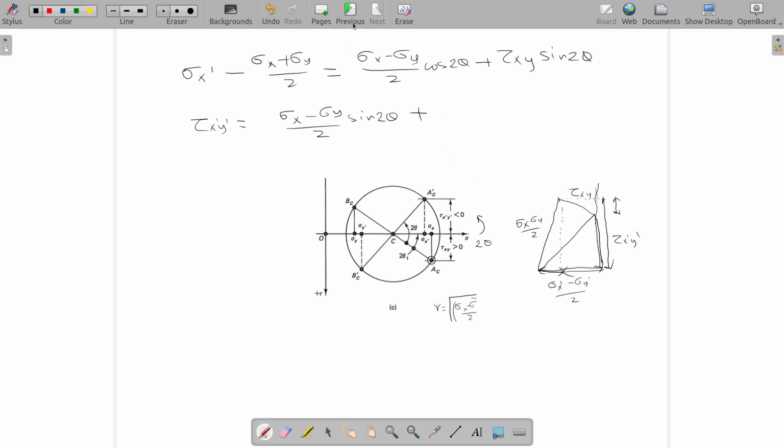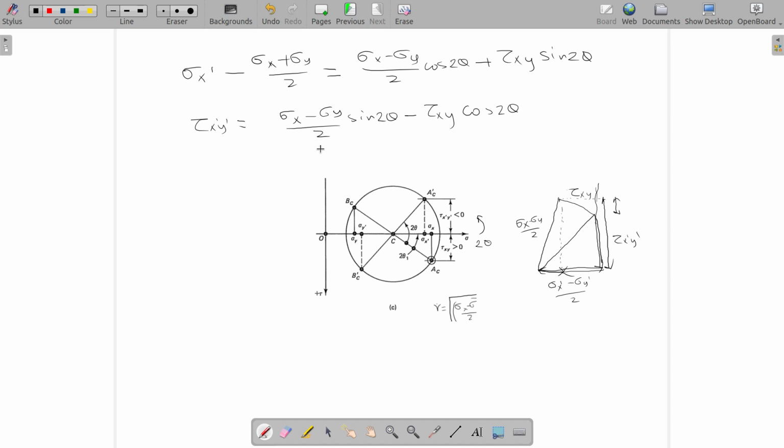not plus, minus, right? We have to subtract the smaller length from the bigger length to get this. So this minus tau xy. Earlier we had taken the sine component, now we have to take the cos component, which is cos 2 theta. Now this is tau x dash y dash.